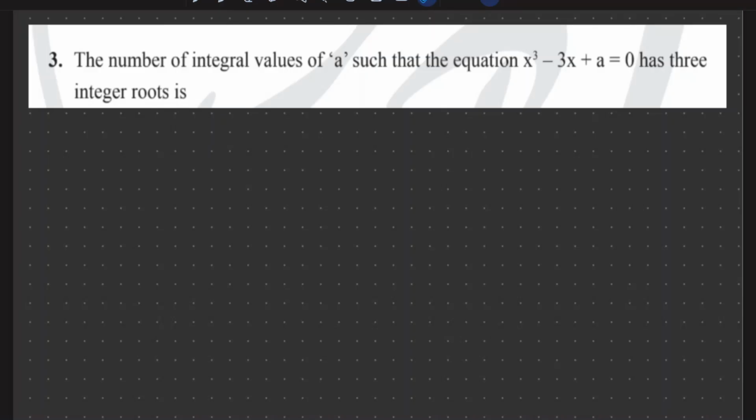Today we are going to be taking a question from the chapter of quadratic equations. So first of all, let us read the question, then I will tell you what we are going to do in this question. So I have to find the number of integral values of a for which this given equation has three integer roots.